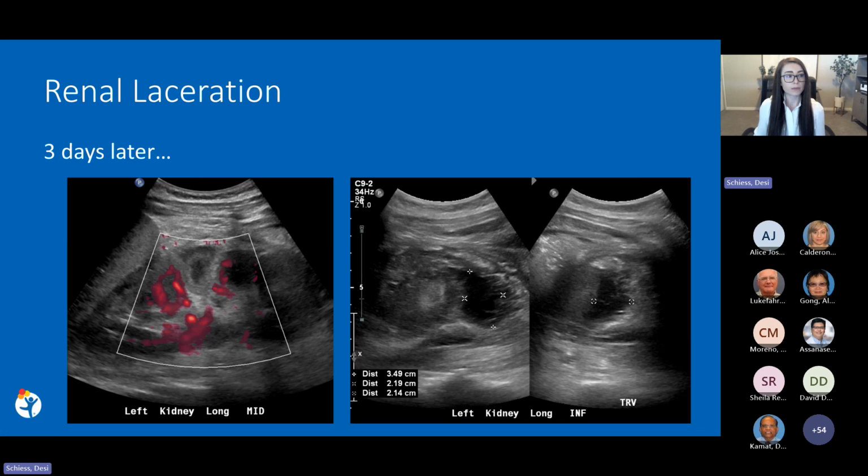Ultrasound is not recommended as first-line imaging in trauma. This patient did receive an ultrasound 3 days later to follow her findings in the left kidney, and you can see here that there are areas of the kidney that don't demonstrate vascularity. However, it is much more obvious and better evaluated on CT. And the image on the right shows the perinephric hematoma.